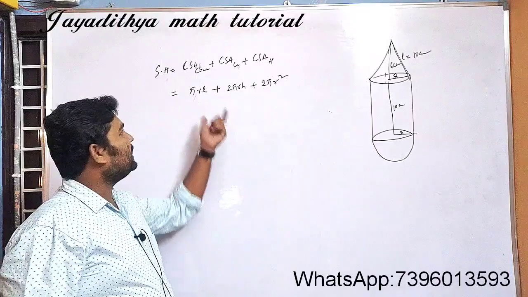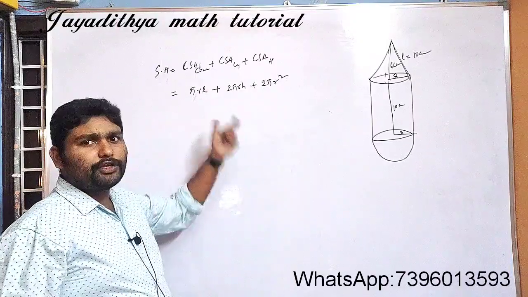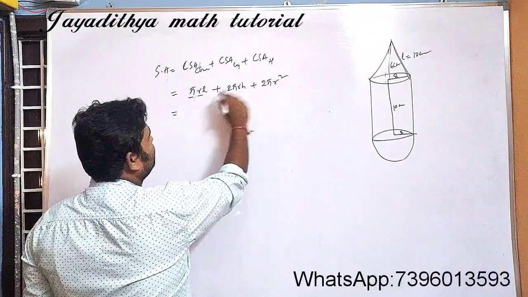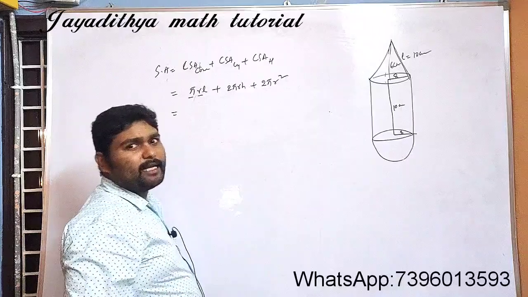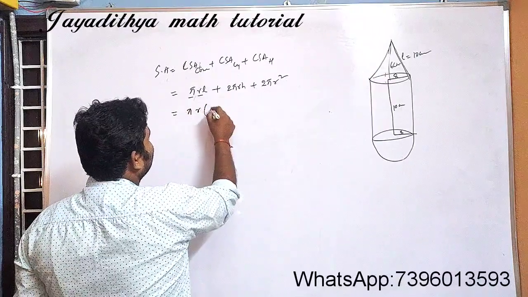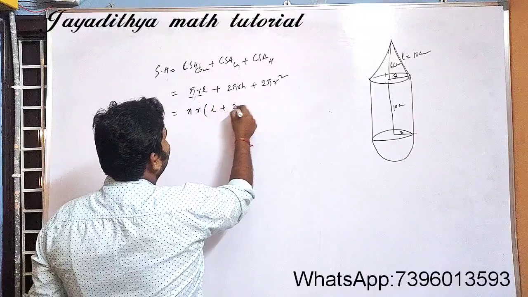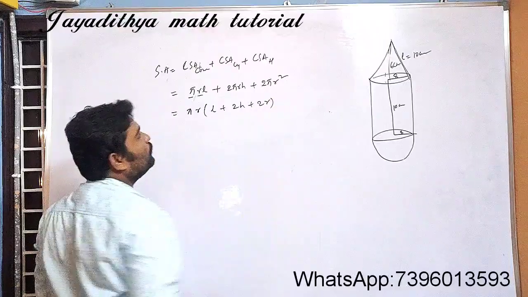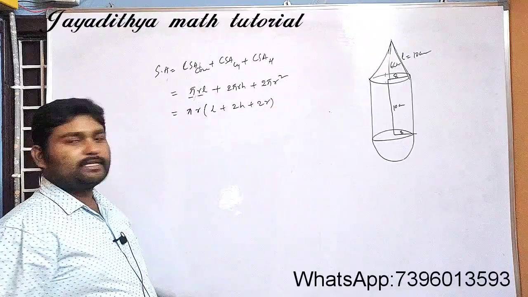Now you take out common whatever you can take. So I can take pi and r out, directly from the formula itself. So take pi r outside, then you can write L plus 2h plus 2r. Already one r is taken out, so one r is left inside. So that is the case.